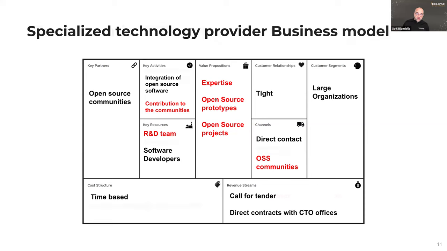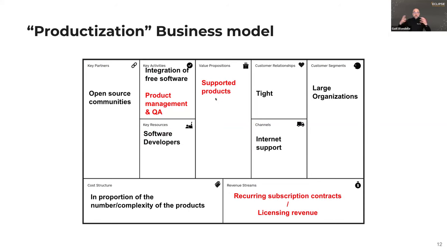And sometimes they move to another business model, which is the next one, which is having supported products. So building products. And what I mean by building a product is that it's like putting this product in a box and being able to sell licenses to your customers. So of course, this product will most of the time be made of lots of open source projects plus some added features. And the goal here is to get recurring subscription contracts and or licensing revenue. And one of the key activities here is the integration of free software. Of course, you need to have the technical skills to integrate the free software, but also you need to develop the skills of doing product management and of testing your project, etc.